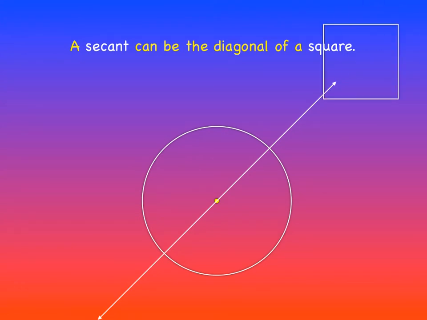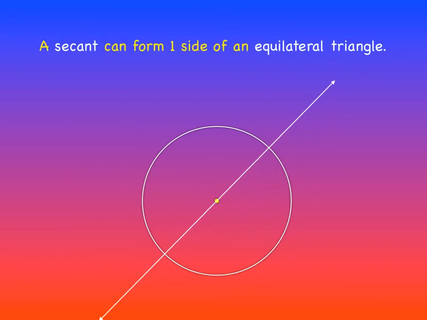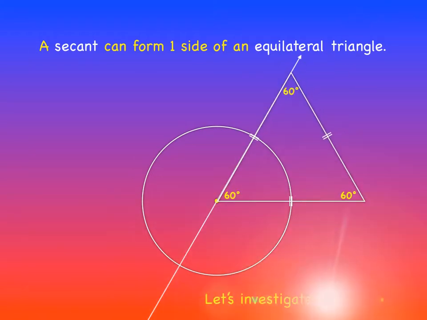A secant can be the diagonal of a square. Well, we knew that. Well, how about this? A secant can form one side of an equilateral triangle. Yeah, we knew that too. But let's investigate this further.